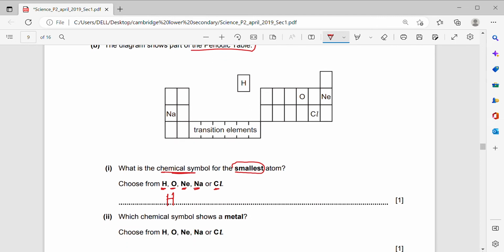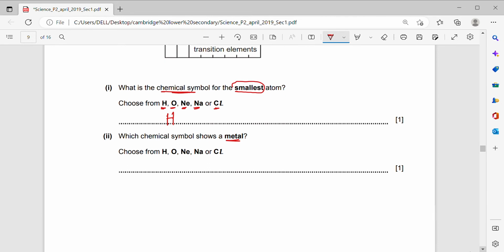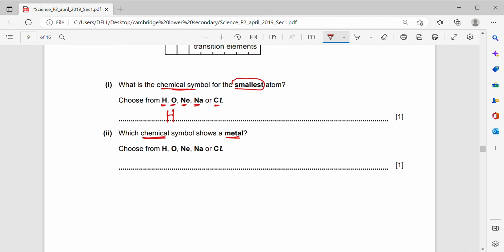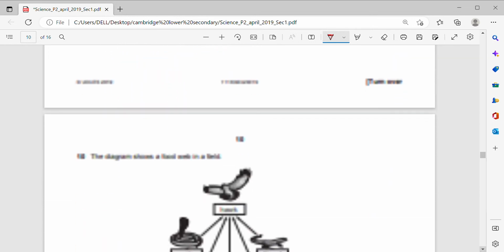طيب. Which chemical symbol shows a metal؟ مين من دول metal؟ وهنا قال لي chemical symbol يبقى هختار من دول. ال H ولا ال O ولا ال Ne ولا ال Na ولا ال Cl. الميتال الوحيد هنا هو ال Na اللي هو ايه؟ الصوديوم. Next question.